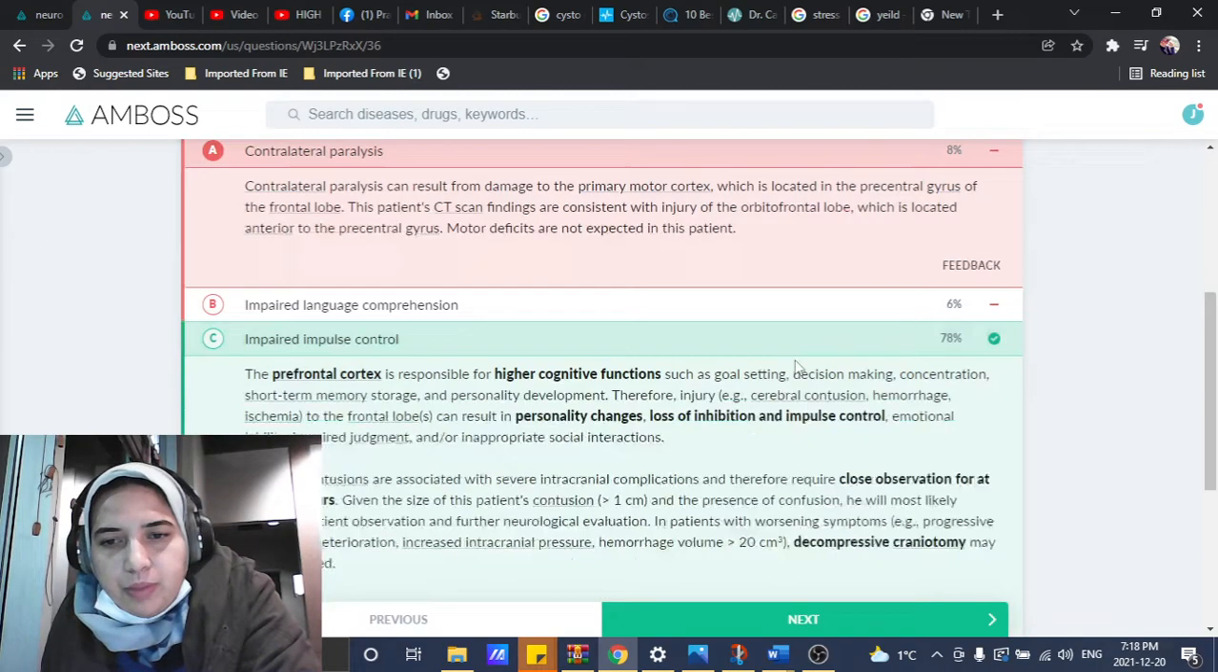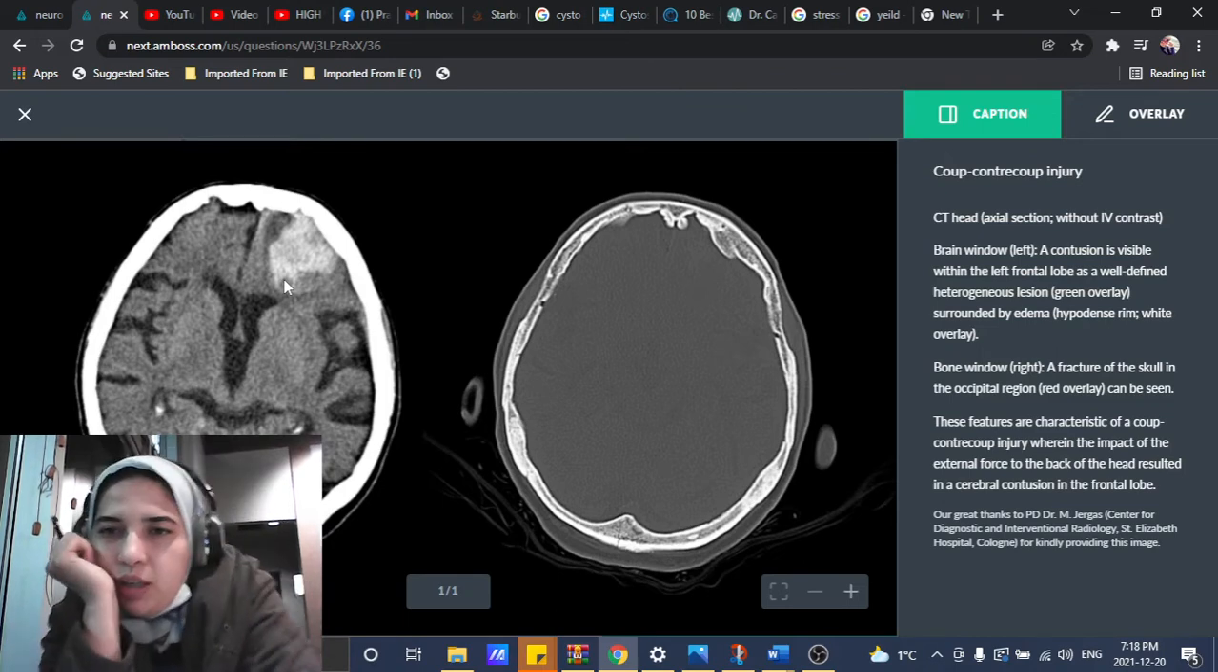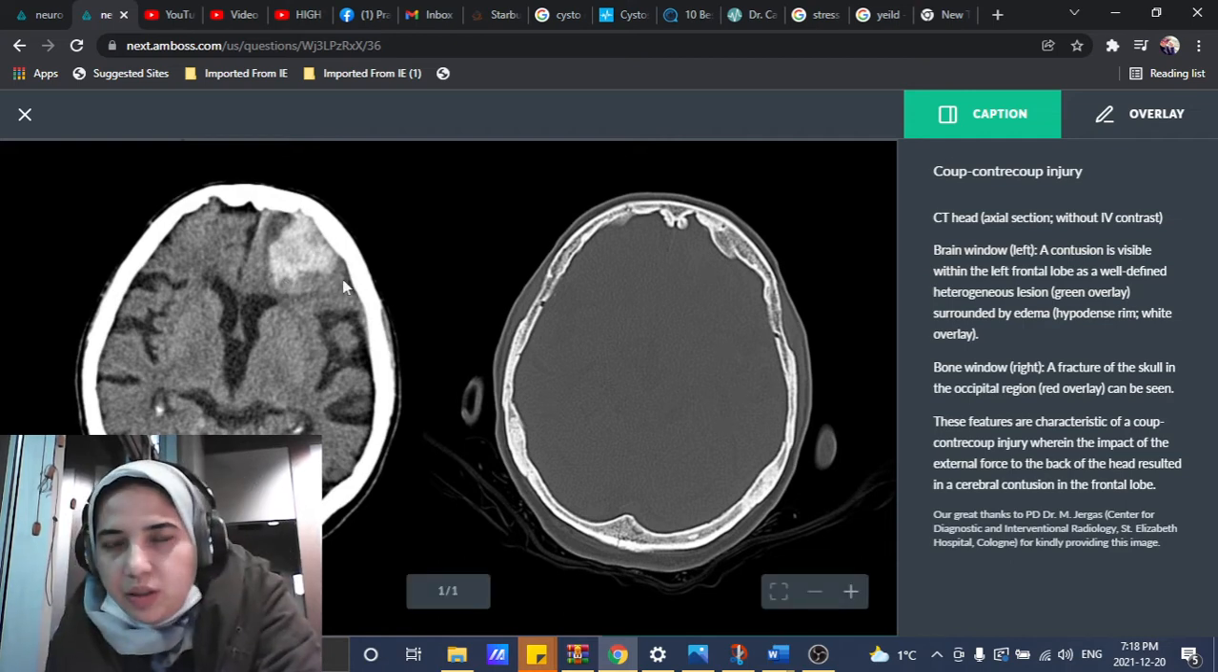Not the best question, but okay. Let's take a look at it. CT head, brain window on the left. The contusion is visible. Okay, so I've seen the contusion over here, surrounded by edema, hypodense white lip.